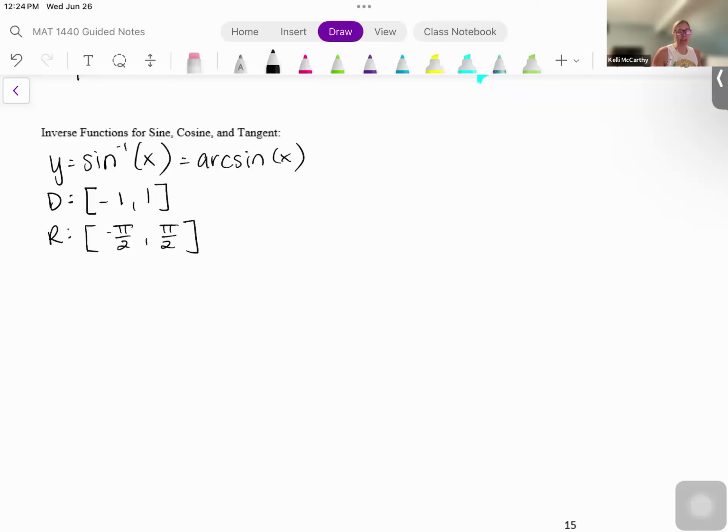Now, again, thinking about that review of inverse functions that we did at the beginning, since we're switching x and y, we are switching our domain and our range. So this range of negative pi over 2 to pi over 2 is the same as that restricted domain for sine of x.